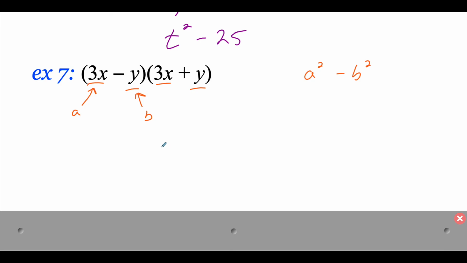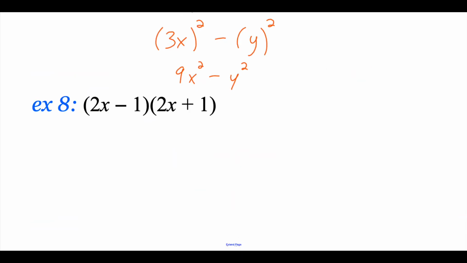So when I do a squared, I have to do 3x and square that, minus the b value squared, so y squared. Now when I take 3x and square it, 3 squared is 9, and x squared is just x squared. Minus, when I take y and square it, I just get y squared. So my final answer on this one is 9x squared minus y squared.